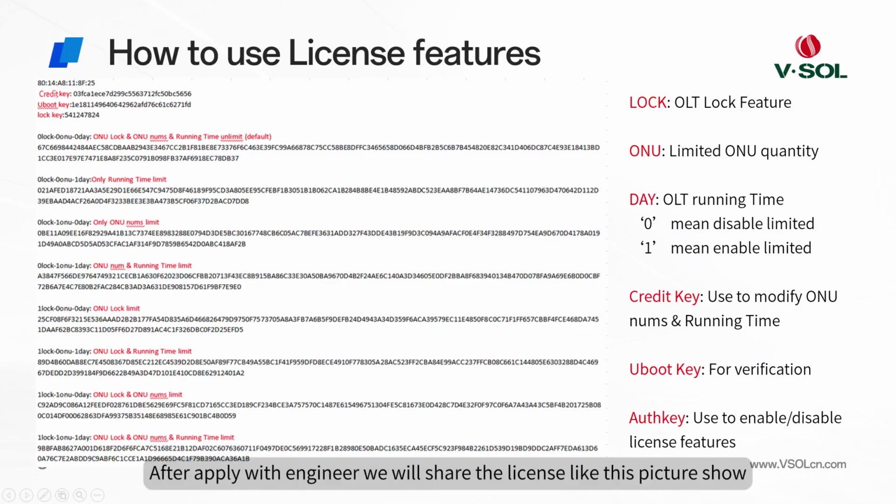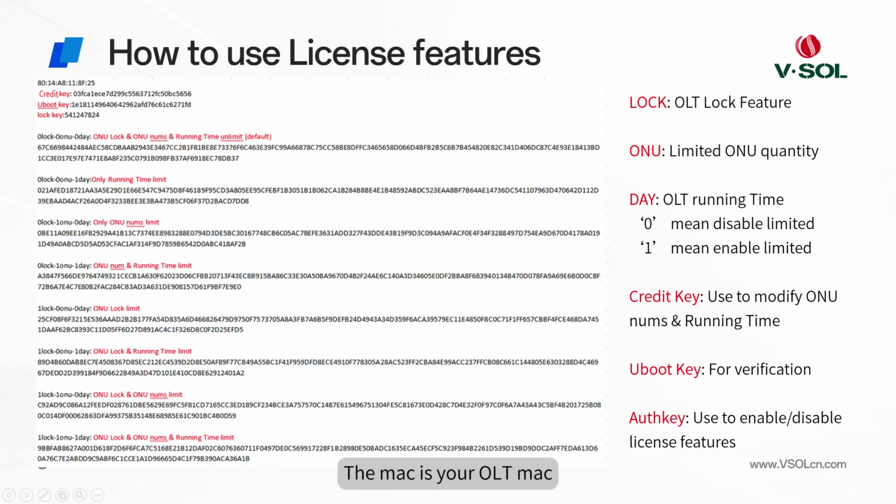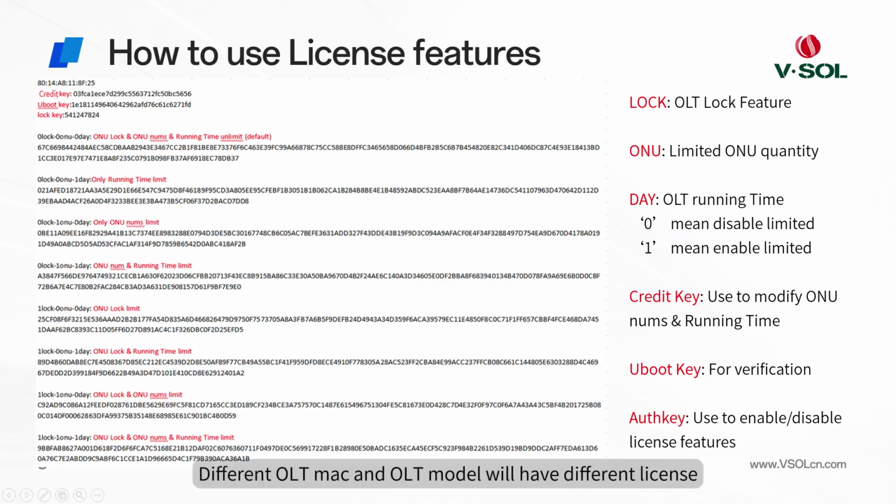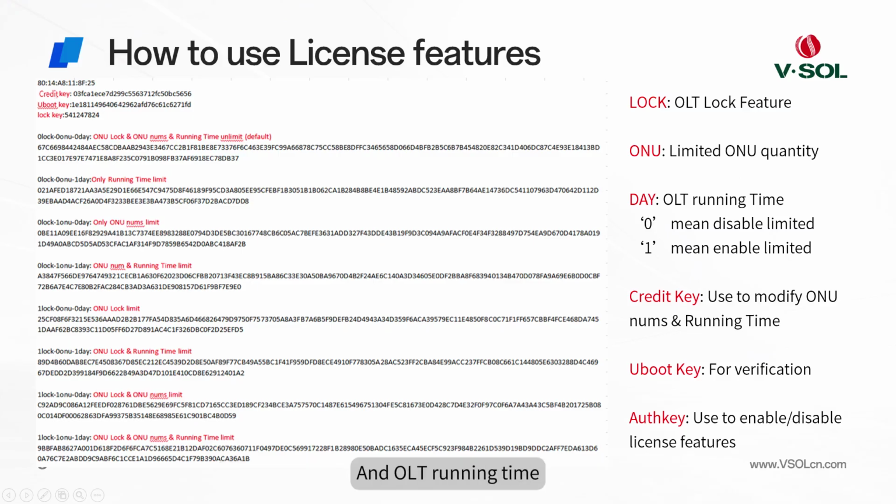In this file, we can see the OLT MAC and many keys. The MAC is your OLT MAC. Different OLT MAC and OLT model will have different licenses. The credit key is used to limit the registered ONU number and OLT running time. The U-boot key is for verification. The OLT lock key is for the OLT lock feature. This key requires an additional request, so it usually does not appear in license files.